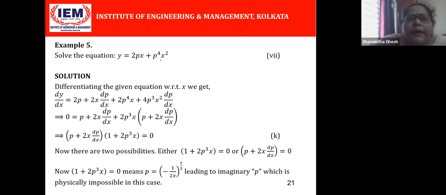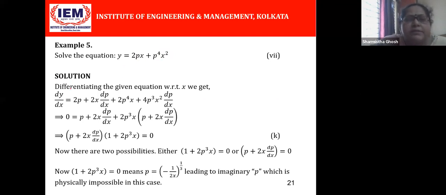y equal to 2px plus p^4 x^2. So once again, we can easily see that it is in the form of y equal to a function of x and p. These equations are easily identifiable. Usually you people will have a question that, given a higher degree equation, how will you understand which method to follow? But you see, questions number 4 and 5 are very easily identifiable, in the form of y equal to a function of x and p, right? So we will start straight away differentiating with respect to x.